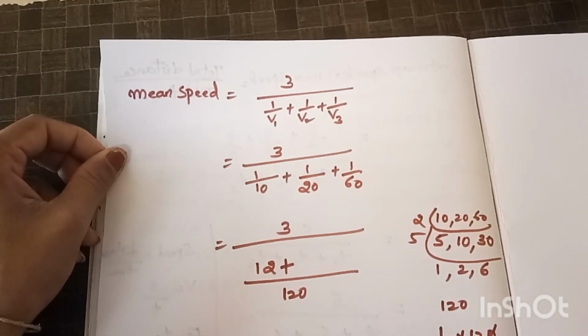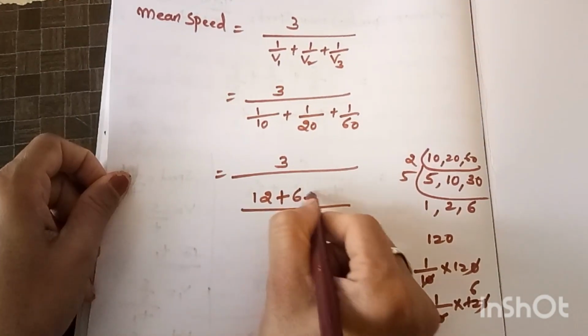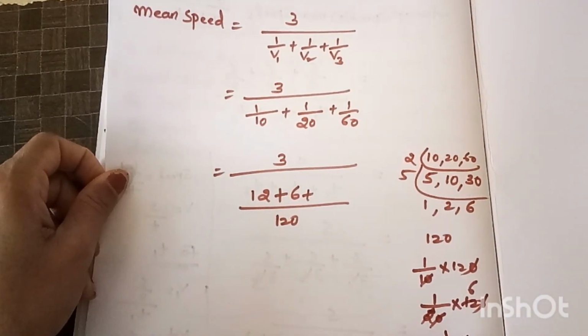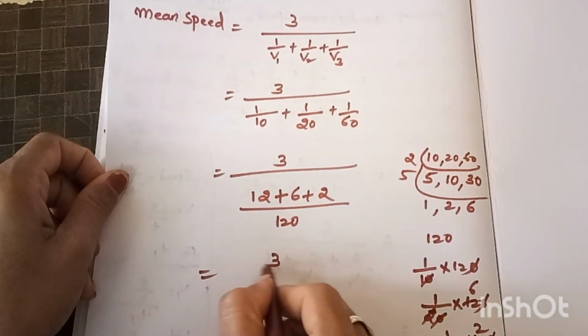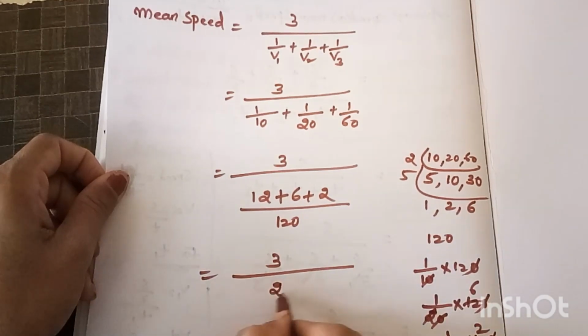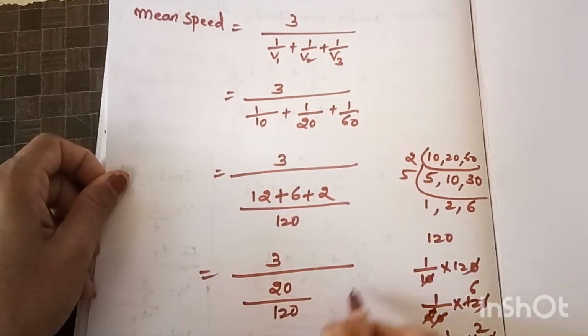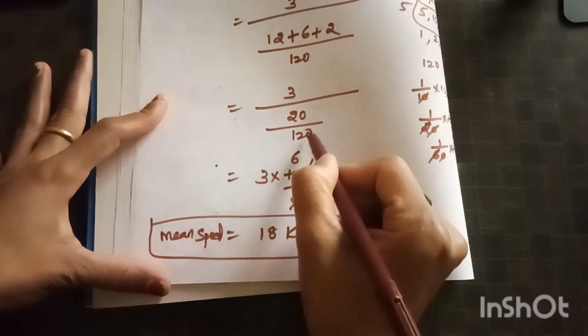2 ones are 2, 2 6s are 6. Plus 1 by 60 into 120: 6 1s are 6, 6 2s are 12. So 3 by (12 plus 6 plus 2) by 120, which is 20 by 120. Make the reciprocal of the denominator. So make the reciprocal of 20 by 120.